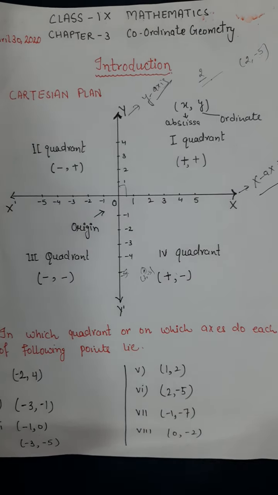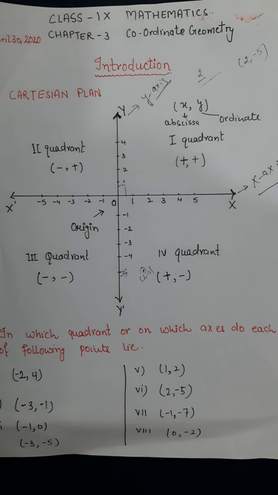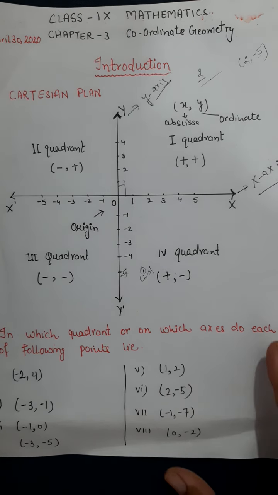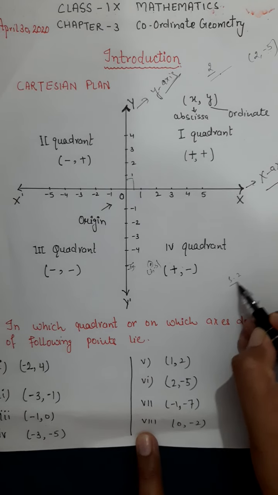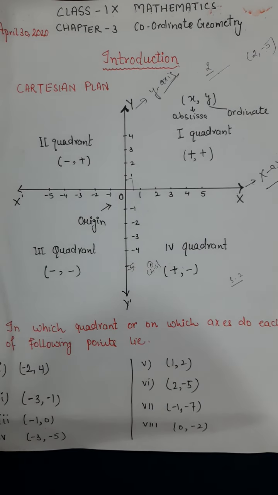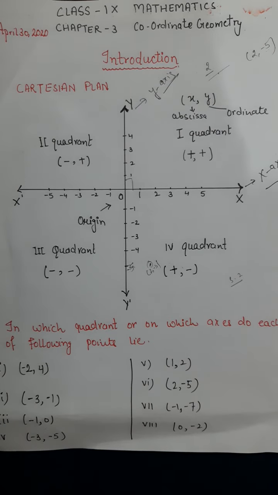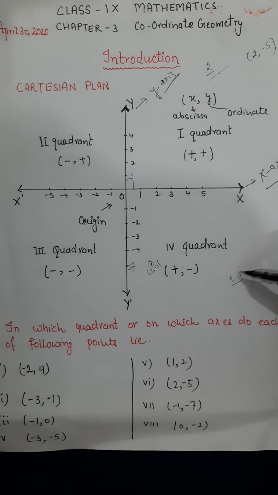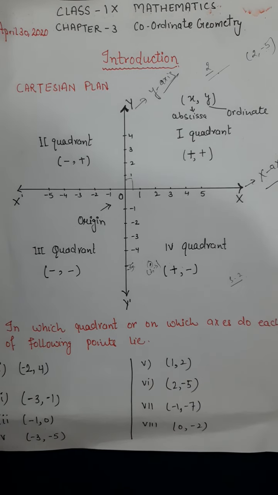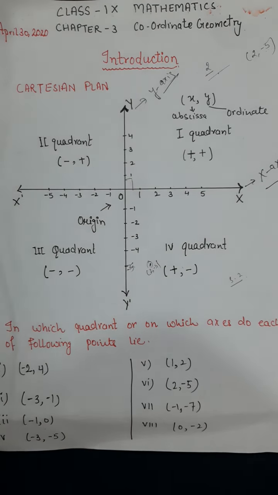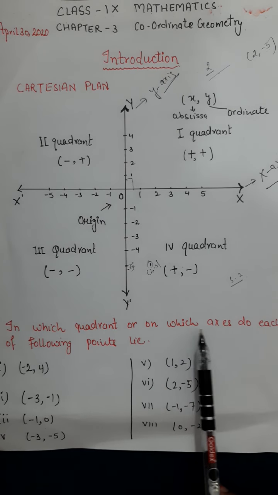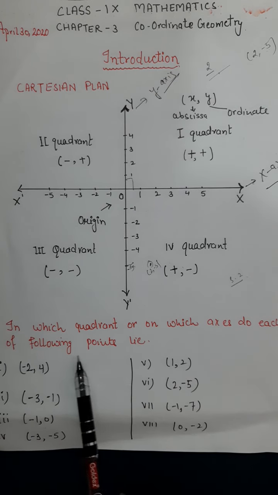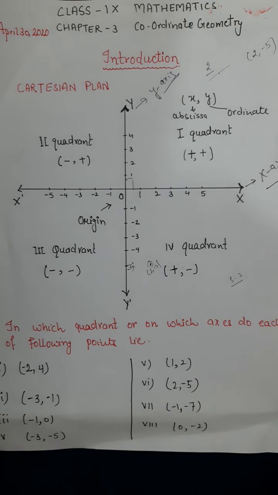All right. Now, what type of questions are there in your NCERT book in exercise 3.2? 3.1, you can see, has activity questions only. So we are going to start the chapter from exercise 3.2 only. So what type of questions are asked? See, in which quadrant or on which axis does each of the following points lie?